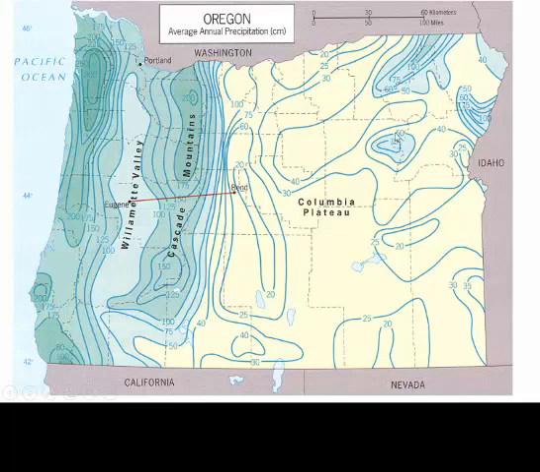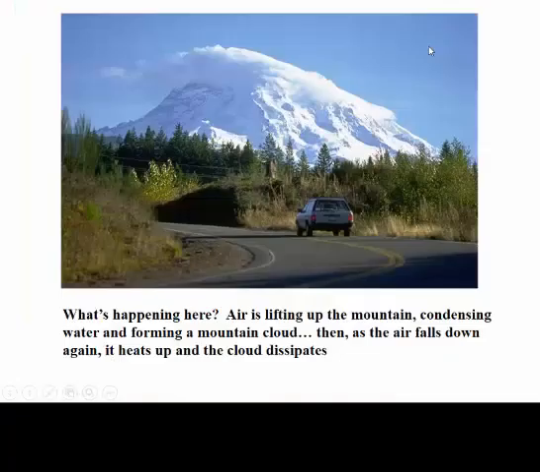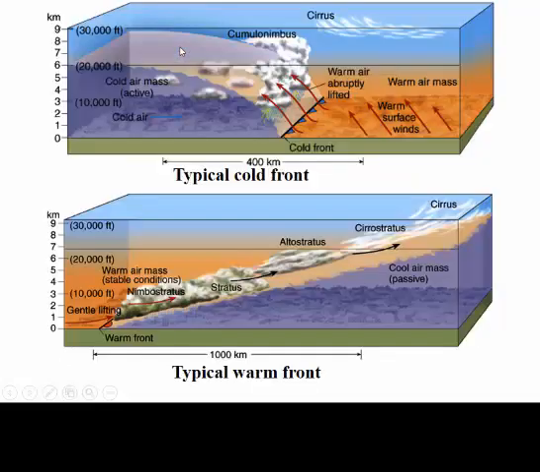We do have mountains over here. These are called the Blue Mountains, I believe. And you can see a perfect example of some of this orographic precipitation, or what we call orographic lifting if there's not precipitation involved. We've got cold fronts and warm fronts that act the same way.